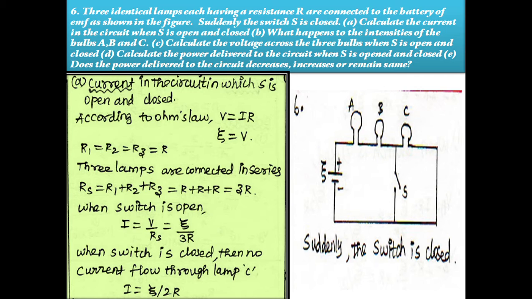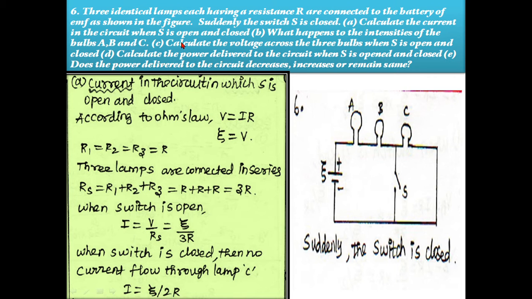Next, problem 6 from the current electricity lesson. Three identical lamps, each having a resistance R, are connected to a battery of EMF ψ as shown in the figure. Suddenly, the switch S is closed. Question number 1: Calculate the current in the circuit when S is open and closed. The second question is, what happens to the intensities of the bulbs A, B and C?